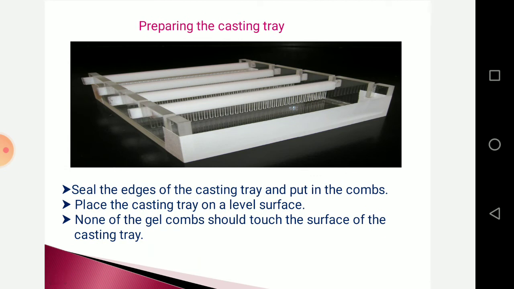Place the casting tray on a level surface. It should not be inclined, it should be level, so that the gel can settle easily and does not create any up and down surface on top. None of the gel combs should touch the surface of the casting tray. After placing the gel comb, it should not touch the bottom. If it is touching the bottom, the experiment will fail.